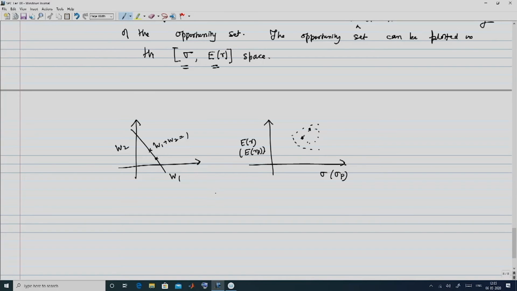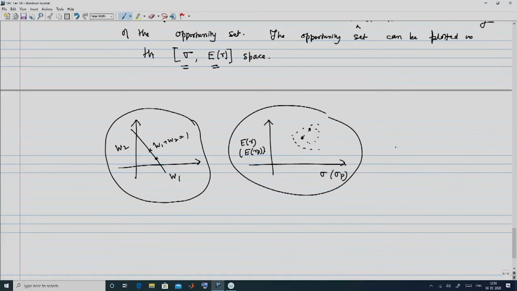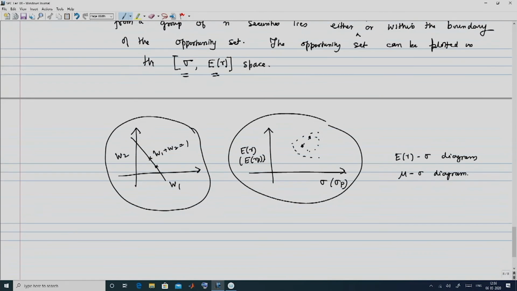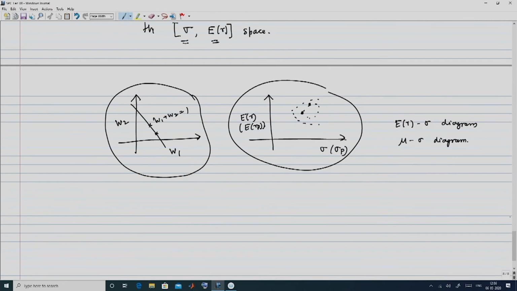So, essentially the set of feasible portfolios is the combination of all these W1s and W2s, but because it is very difficult to visualize them on an n dimensional plane, they are equivalently visualized by their corresponding values of sigma and ER, and this is what is known as the ER sigma diagram, or sometimes it is called the mu sigma diagram. We will discuss more of this later on when we talk about the efficient frontier. So, let us now come back to the case of two securities.